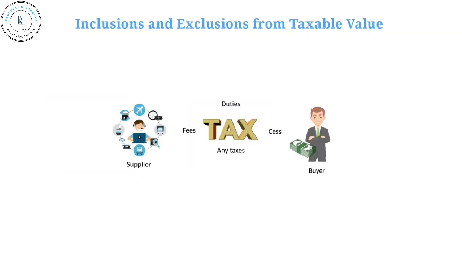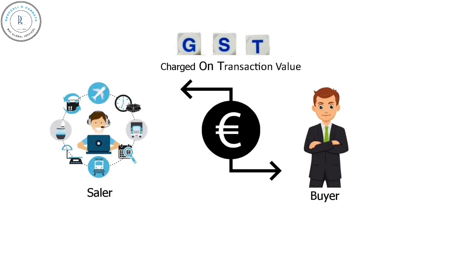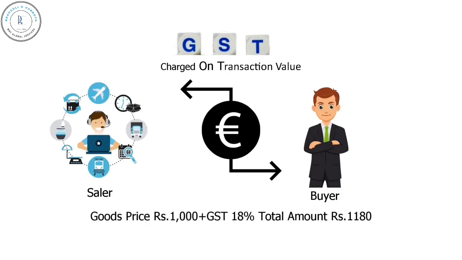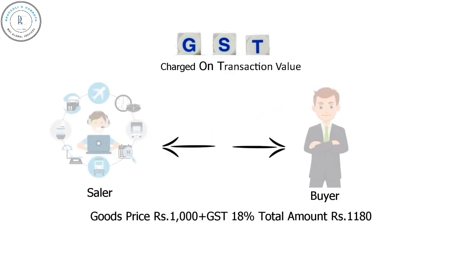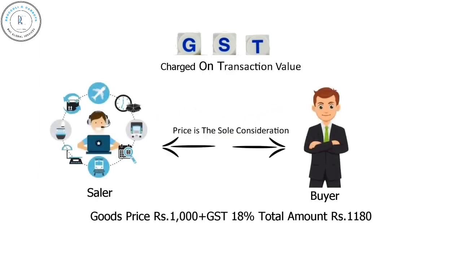Today we shall be discussing the concept of inclusions and exclusions from taxable value. GST will be charged on the transaction value. Transaction value is the price actually paid or payable for the supply of goods or services between unrelated parties. Price is the sole consideration.